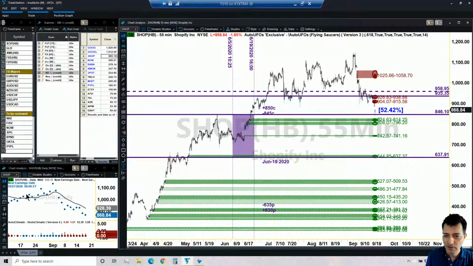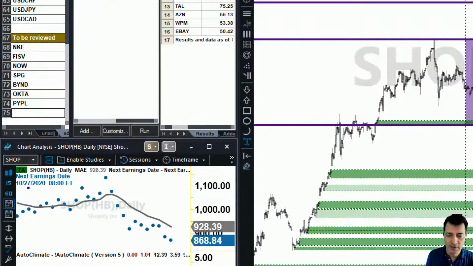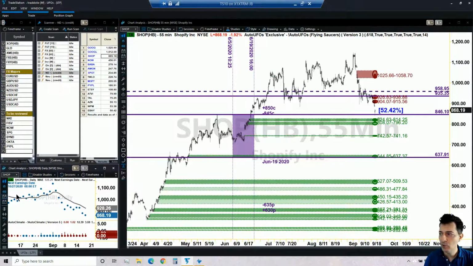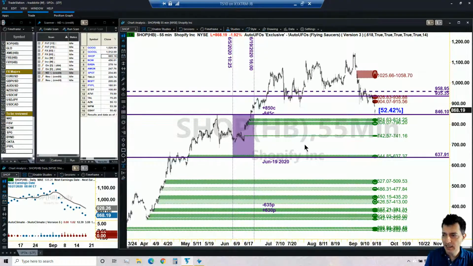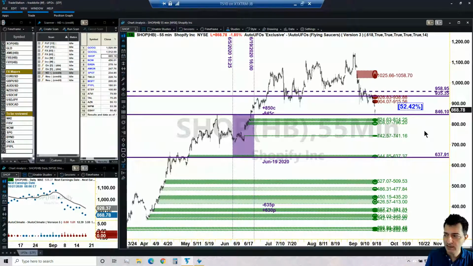Well, first thing when looking at Shopify, it's the fact that earnings are going to happen on October 27. That means that we have over 1 month of time for us to do a non-directional trade. So that's a good beginning. Second, good news is that the UFO performance stats are 52%, and that being above 48%, it's giving us a go-ahead. We have a green light to go ahead and begin planning on a non-directional trade.